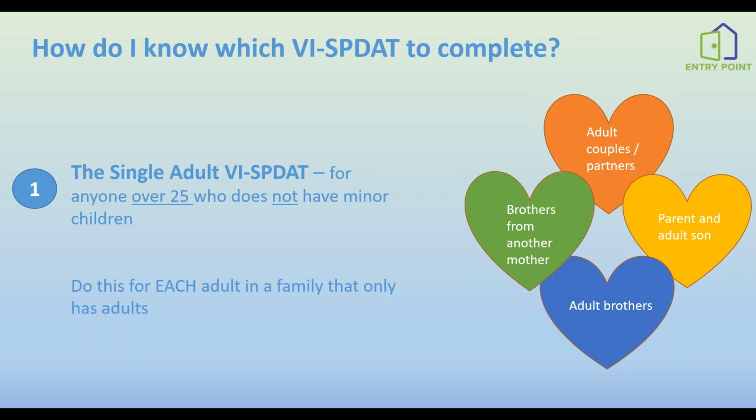If they're friends or fictive family or any other constellation of people over the age of 18 who are traveling together, who consider themselves family, who are part of one household, then we do one single adult VI SPDAT for each one of them. And then you indicate to the CE lead team, to the entry point team, that this is a household of single adults who want to be housed together.